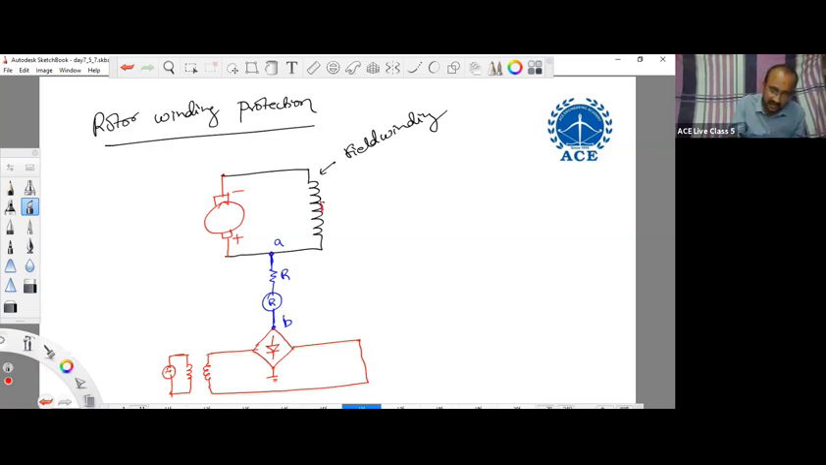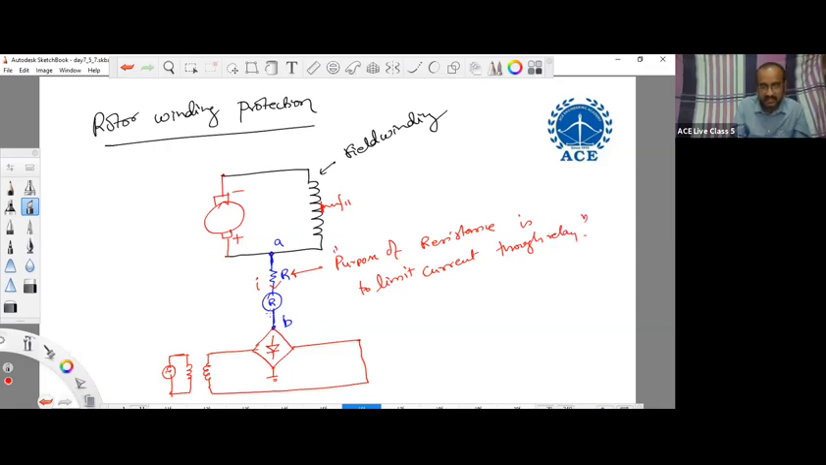But whenever this field winding experiences any fault, the node A potential and node B potential will not be the same, and that will result in current through the relay. So this is how the rotor winding is being protected. What is the purpose of the resistance here? The purpose of the resistance is to limit the current through the relay. To limit the current through the relay, we are using this resistor in series with the relay.